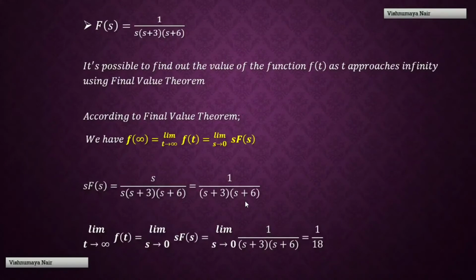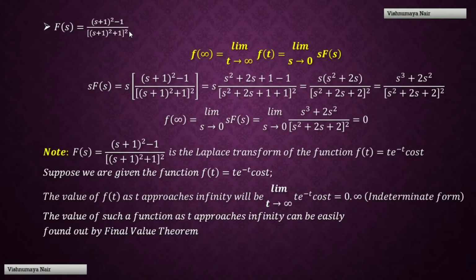Now let's apply the limit. Limit t tends to infinity f of t will be equal to limit s tends to 0 s f of s. Therefore, it will be equal to limit s tends to 0 1 by (s plus 3) into (s plus 6), which is equal to 1 by 3 into 6, that is 1 by 18. Let's solve another problem.